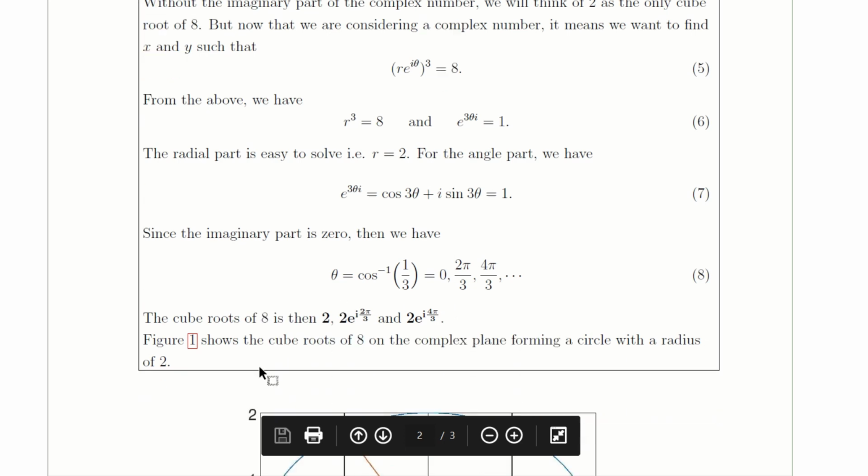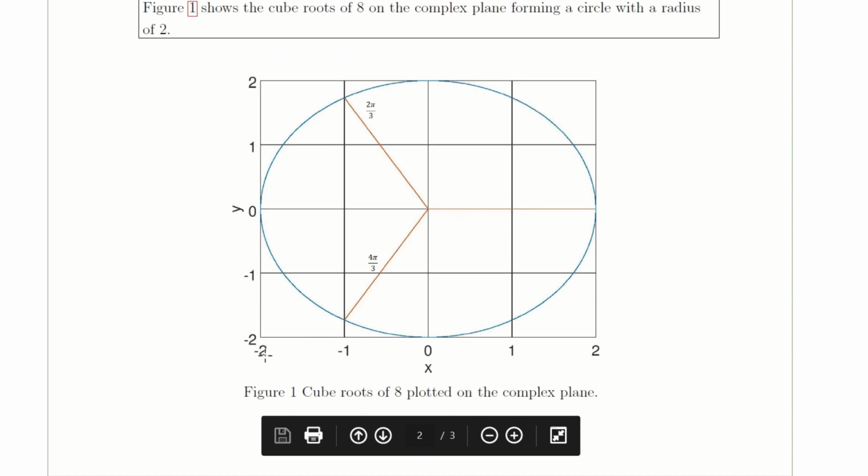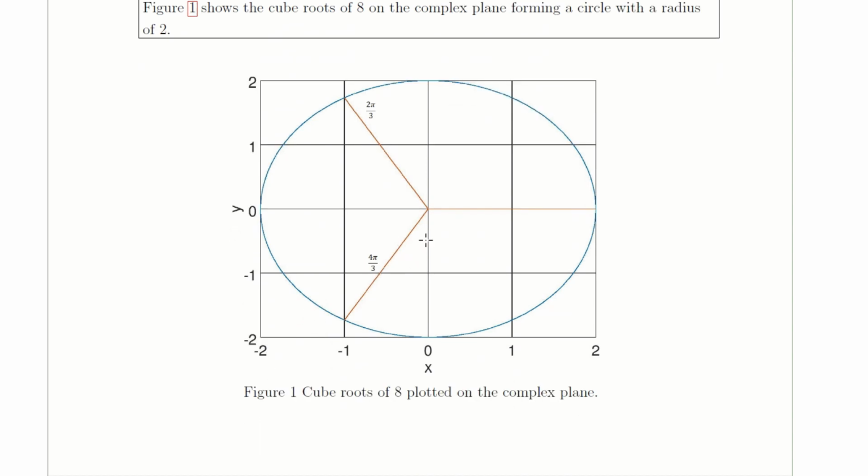And here let me just go down a little bit. So this is a plot where I plot the cube roots of 8. There are three values here. If I plot it in polar form, I have r equals 2, theta equals 0, and this lies at this point. The other point is r equals 2, angle equals 2 pi over 3, at this point. And r equals 2, angle equals 4 pi over 3, is this point. So here you see this is actually a circle where the radius is equal to 2.